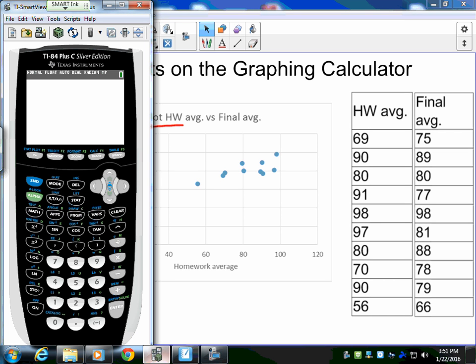Okay, so we want to show briefly how we can construct a scatter plot using the graphing calculator. First thing that we want to do is go into our stat function and edit. If you have anything in your list, you can go up and clear, enter to get that knocked out. But we're going to put our x variable, our explanatory, in list 1.